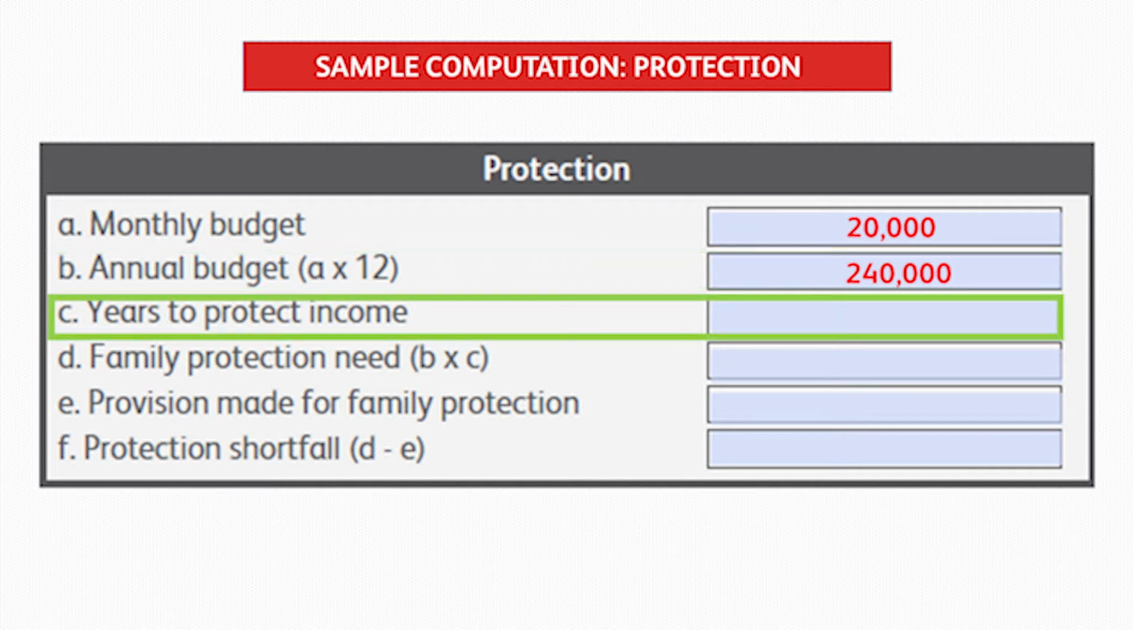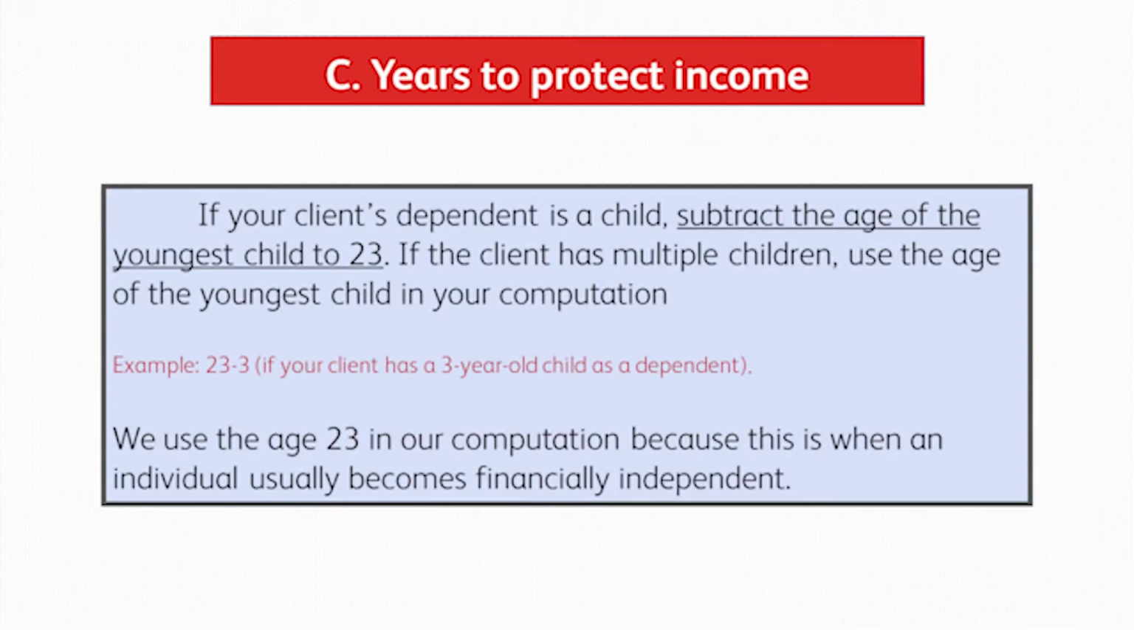C. Determine the years to protect the income. To do this, you need to know who the dependents of your clients are. If your client's dependent is a child, subtract the age of the youngest child from 23. If the client has multiple children, use the age of the youngest child in your computation. For example, 23 minus 3 if your client has a 3-year-old child as a dependent. We use the age 23 in our computation because this is when an individual usually becomes financially independent.